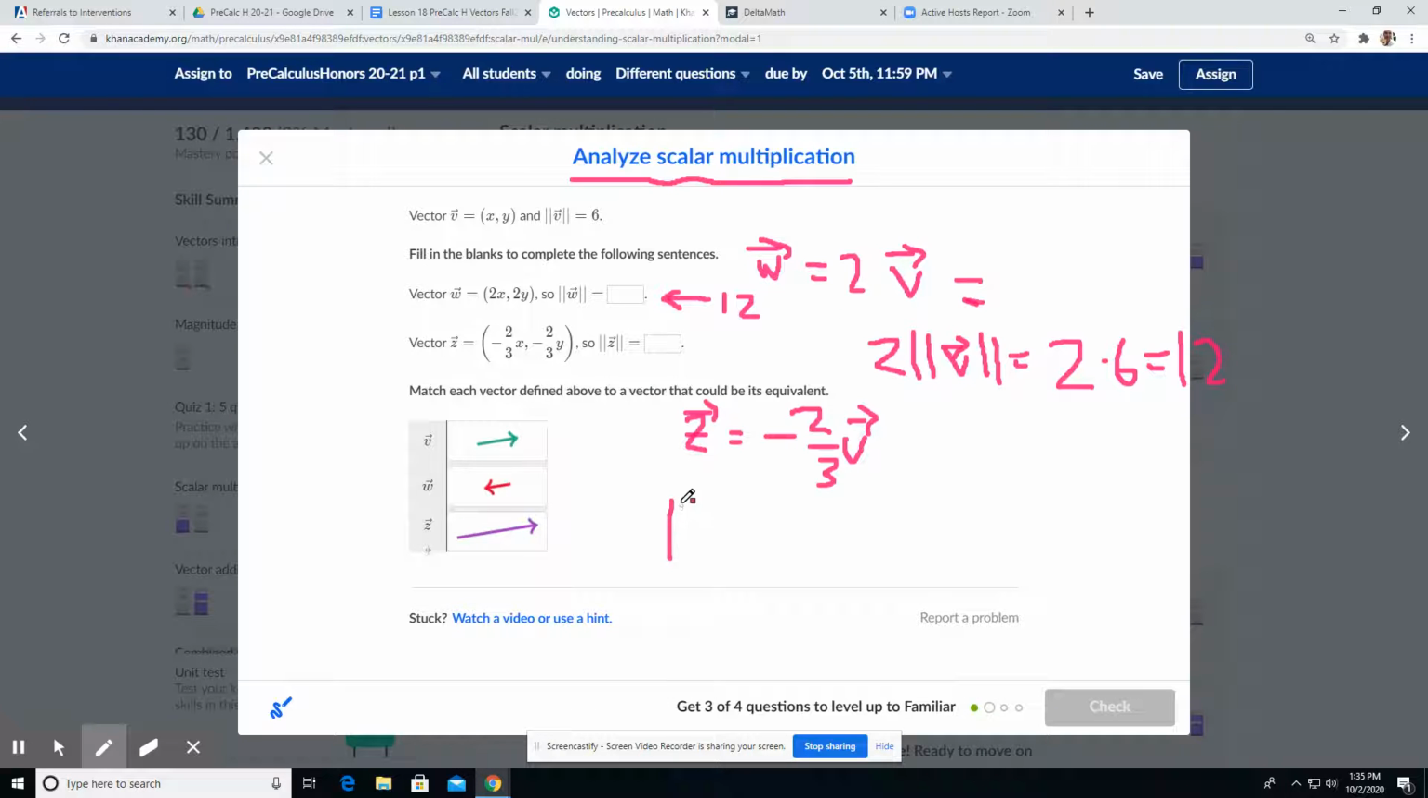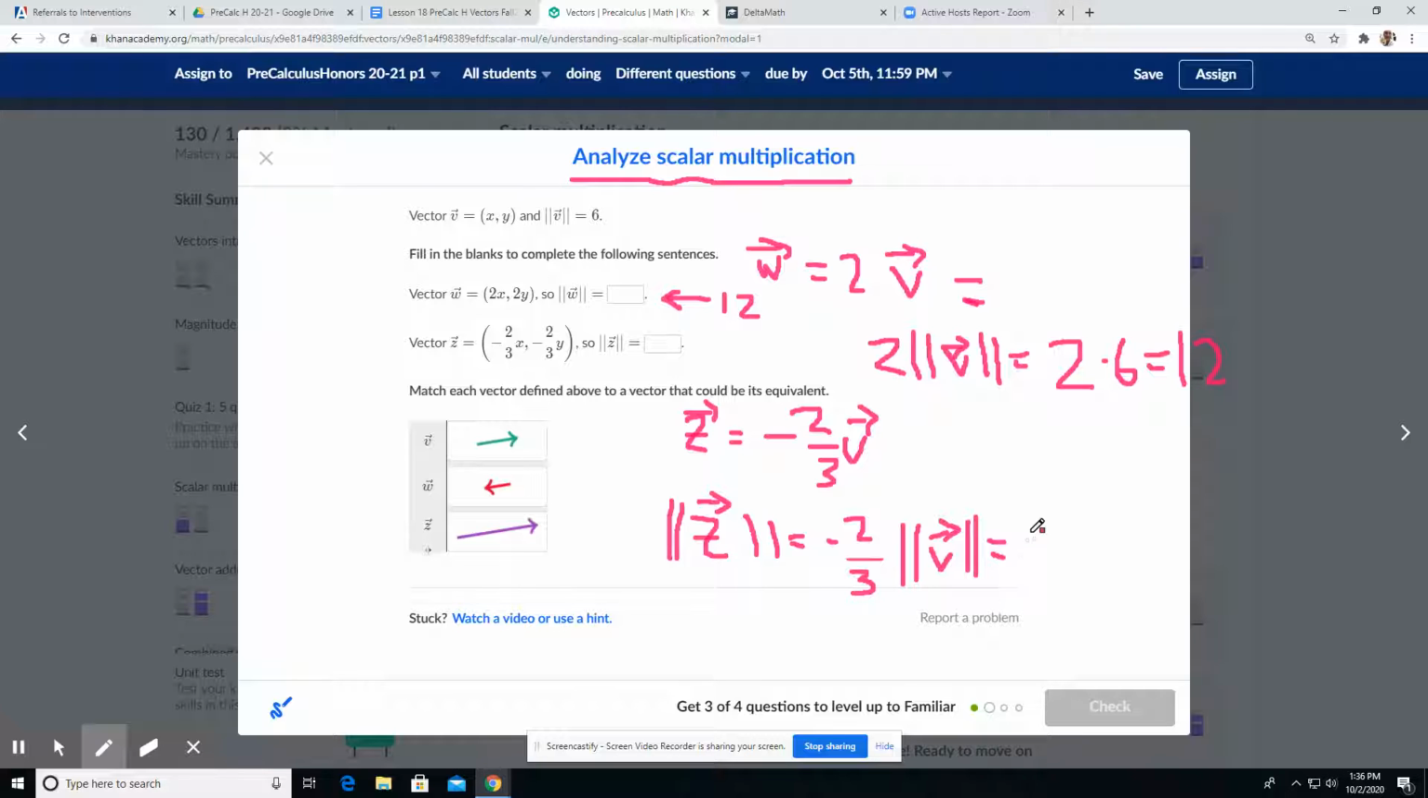So the magnitude of vector z is going to be equal to negative 2/3 of the magnitude of v, which is 6. And then we just need to remember that magnitude is a distance idea, and distance is always positive. So you can look at these magnitude bars kind of like absolute value bars. That's how I kind of think of them too.